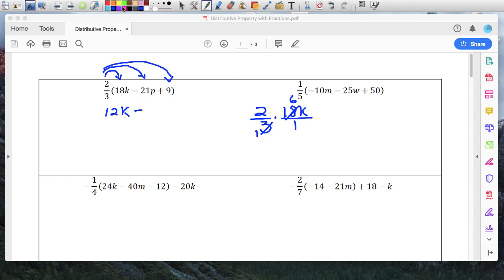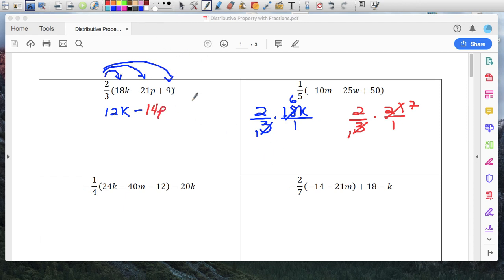Minus, and then again, let me change colors here. I'm going to do the second part. It's going to be 2/3 times 21. So I can simplify again before I multiply. Let me put this over 1. 3 divided by 3 is 1. 21 divided by 3 is 7. And then I can multiply. 2 times 7 is 14. I get 14p.